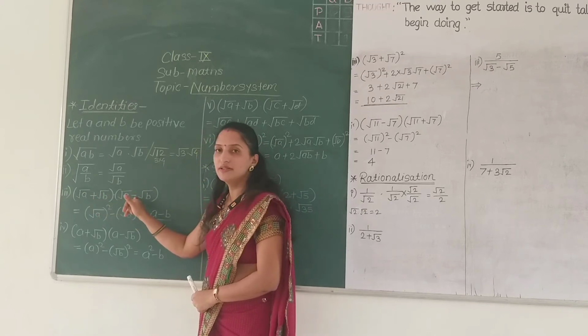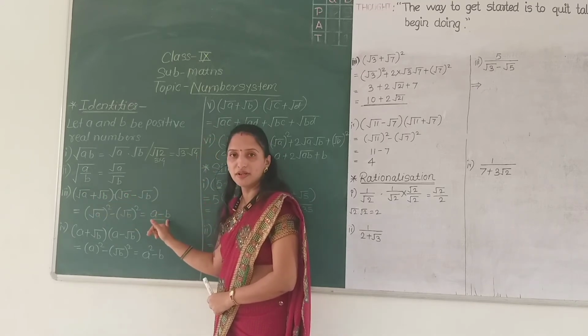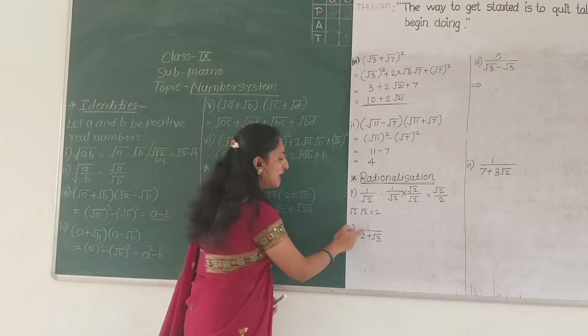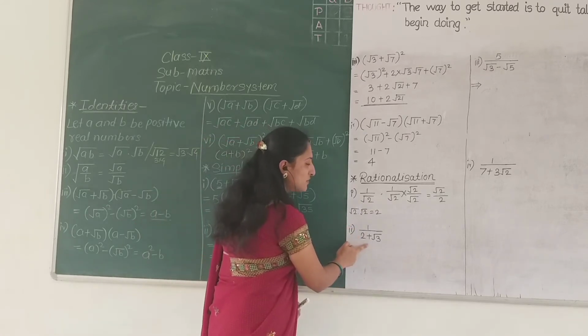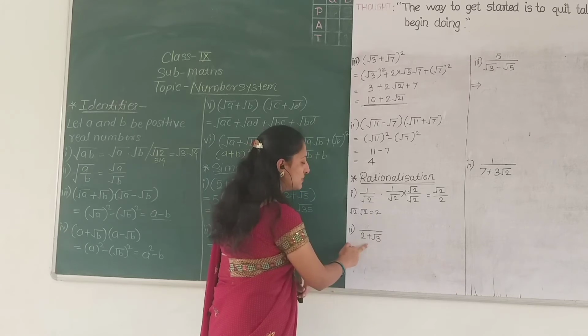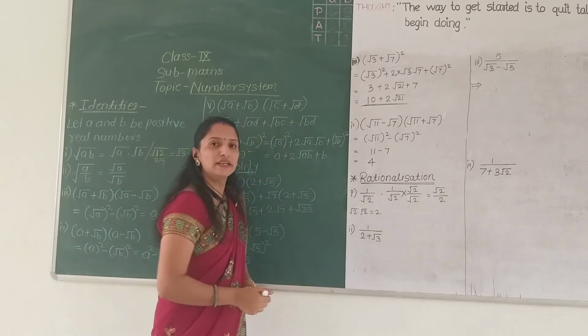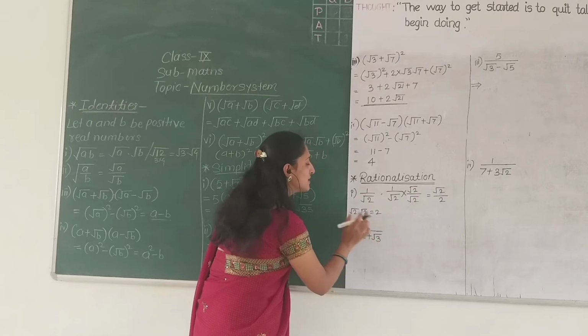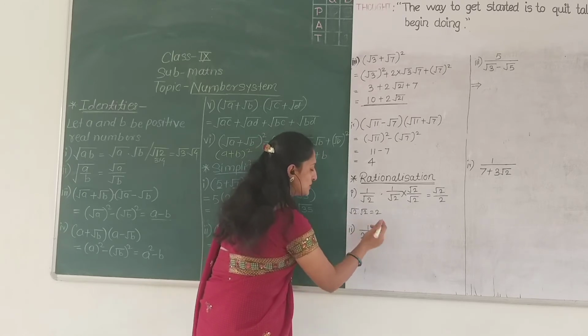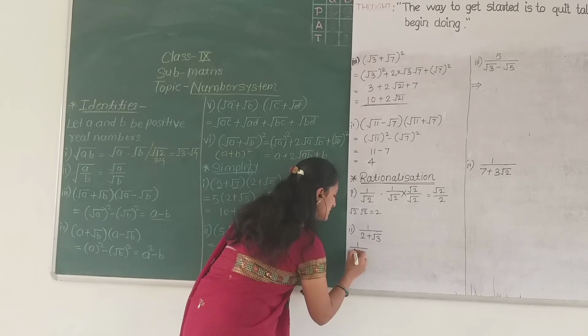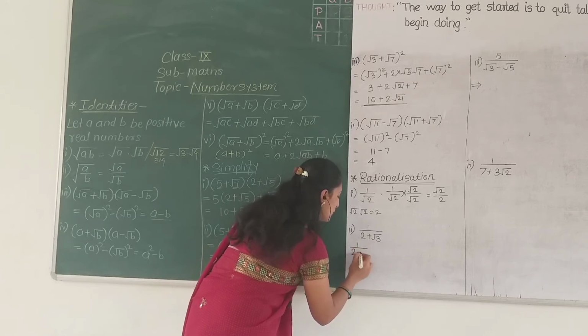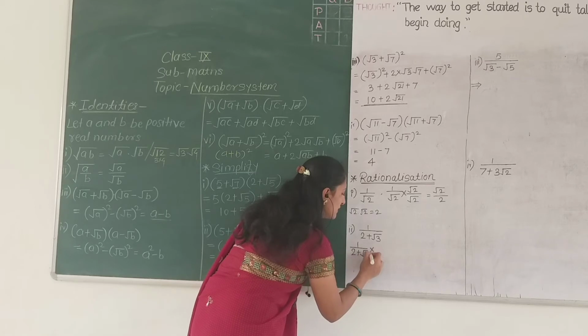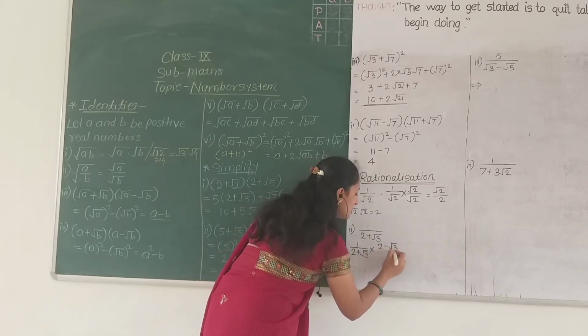Here positive and here negative, and we get the rational number here. Okay, so when the denominator contains a square term or a term with square root, multiply numerator and denominator by the opposite term in the denominator. The opposite term of 2 plus root 3 is 2 minus root 3. So here I multiply by 2 minus root 3 upon 2 minus root 3.